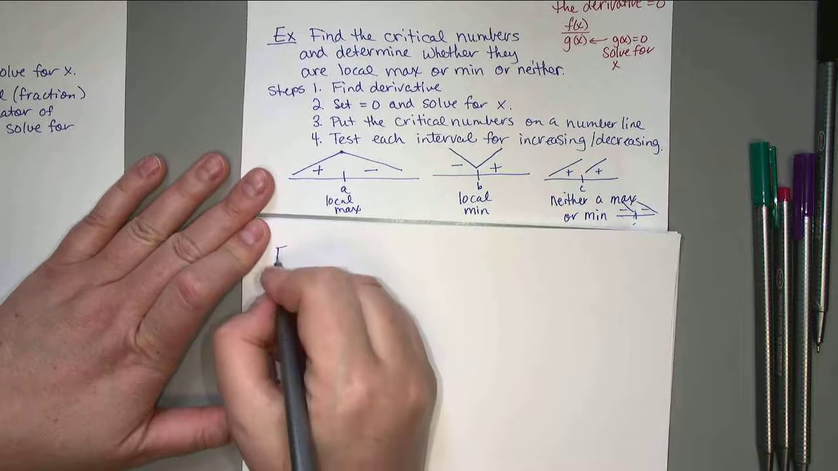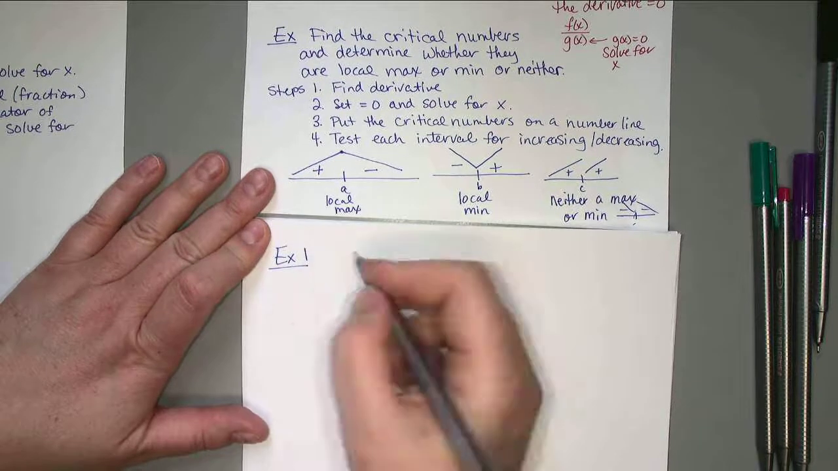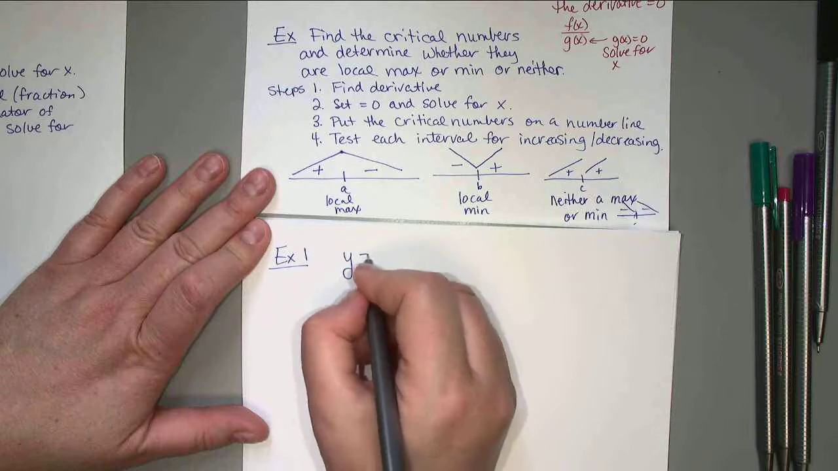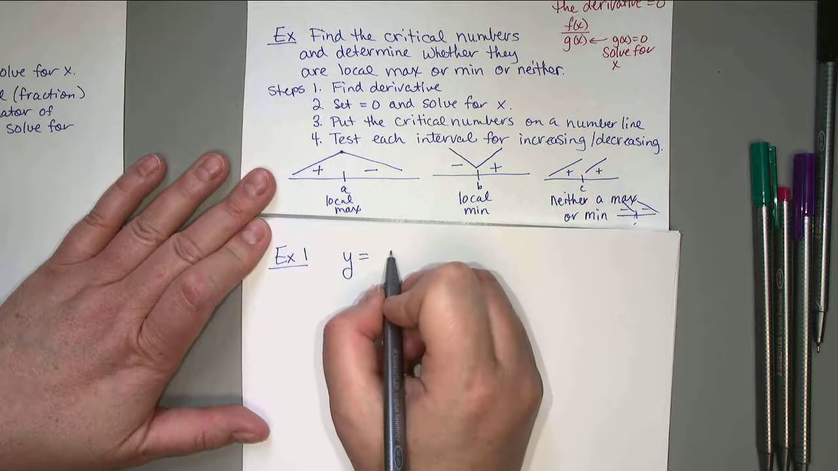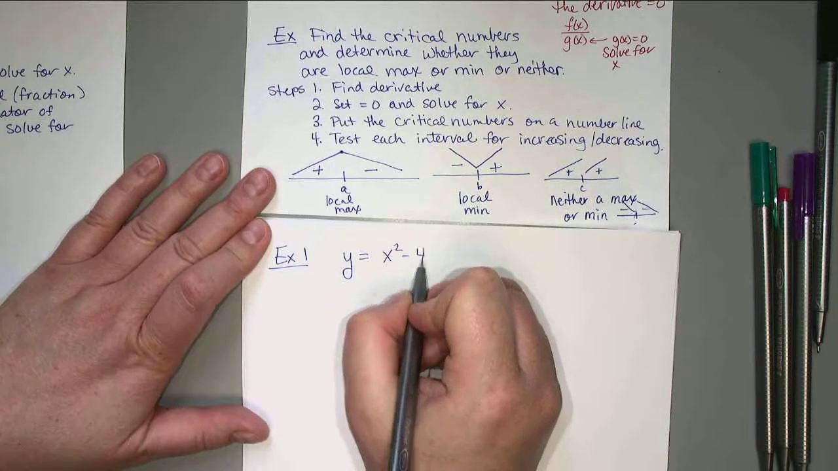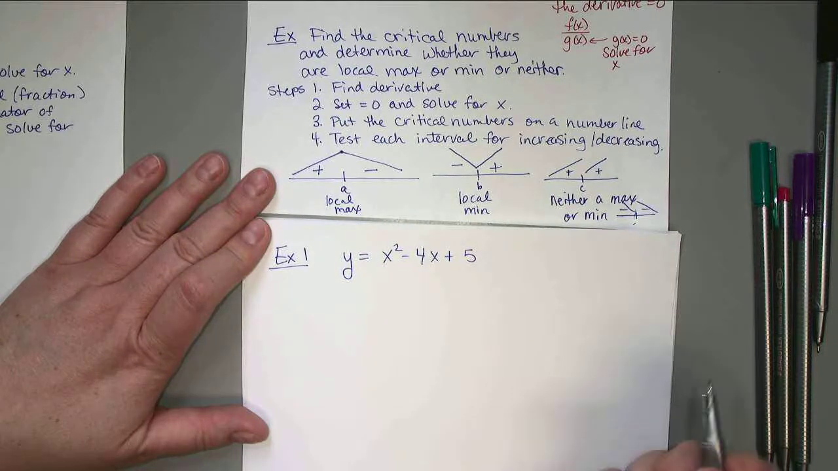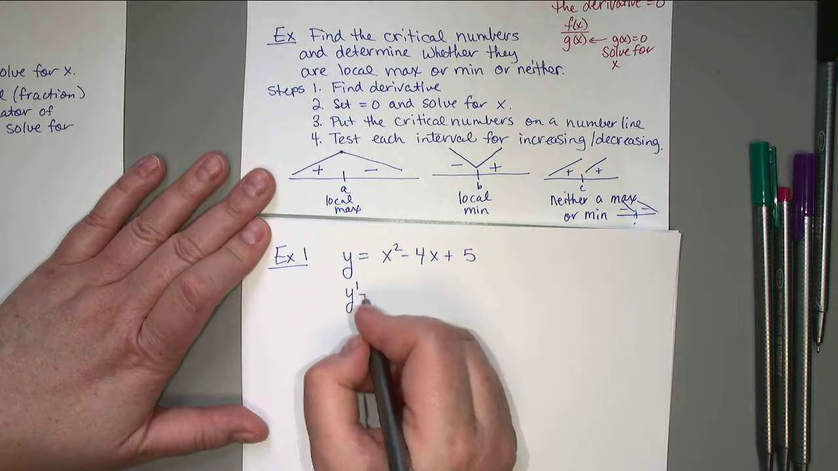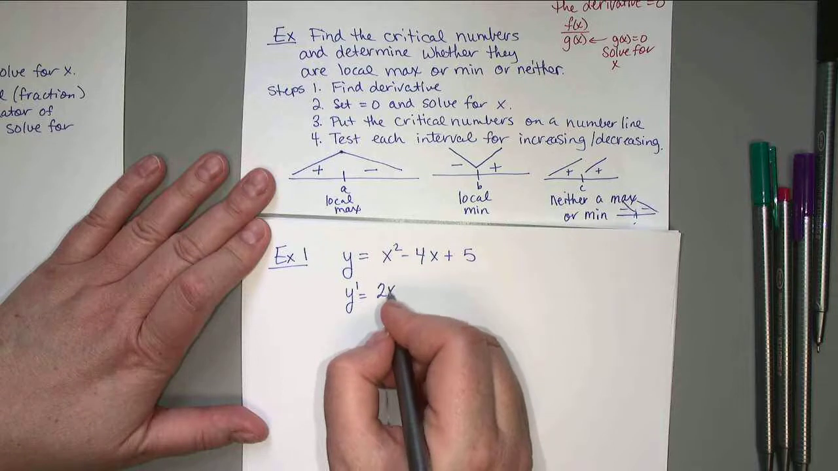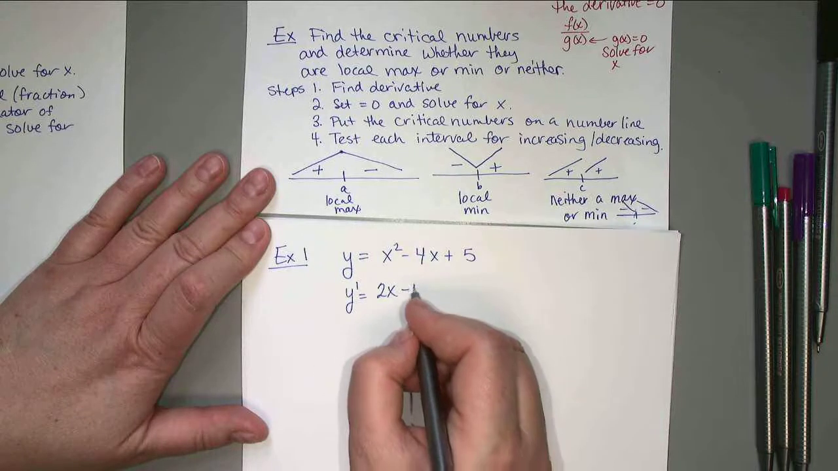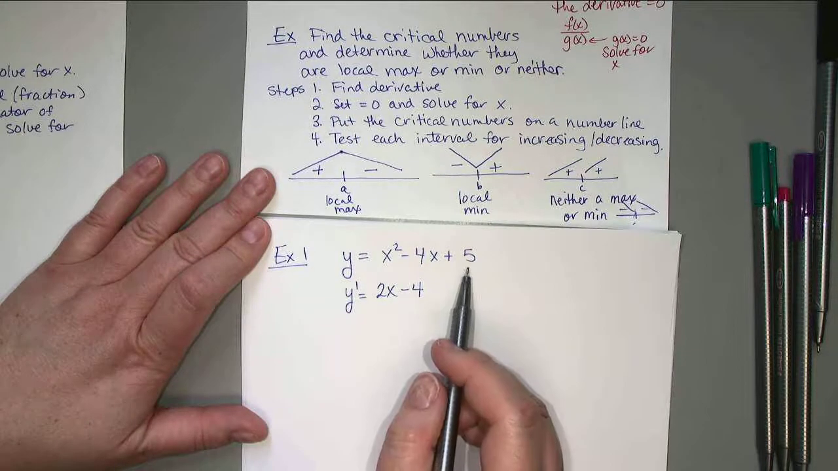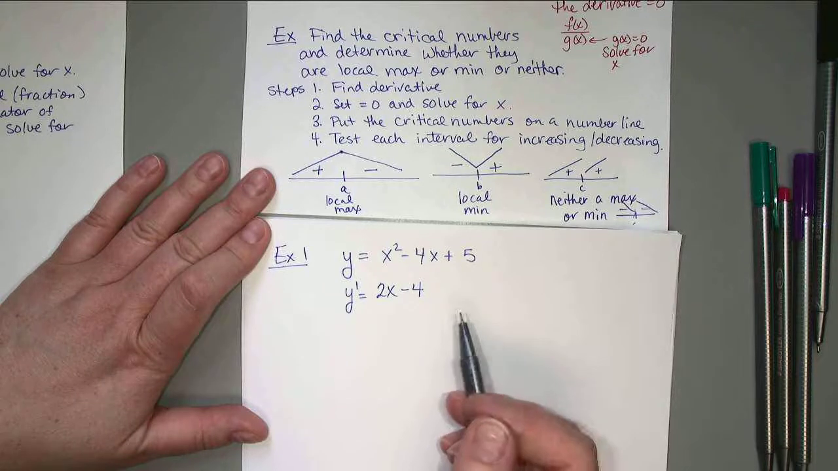Okay, so example 1. Okay, so we have something like this. Step 1 is take the derivative. So the derivative of x squared is 2x. The derivative of minus 4x is minus 4. The derivative of 5 is 0, so we don't have anything.